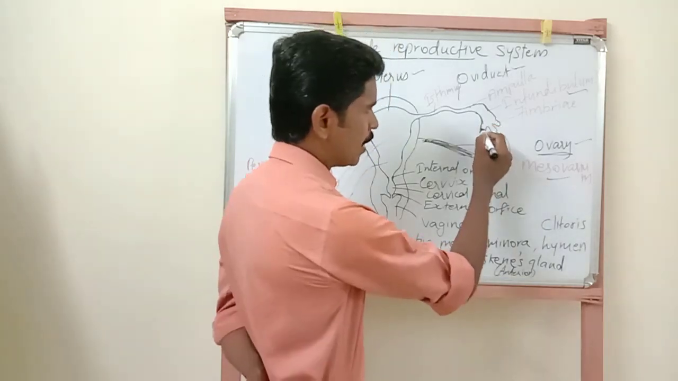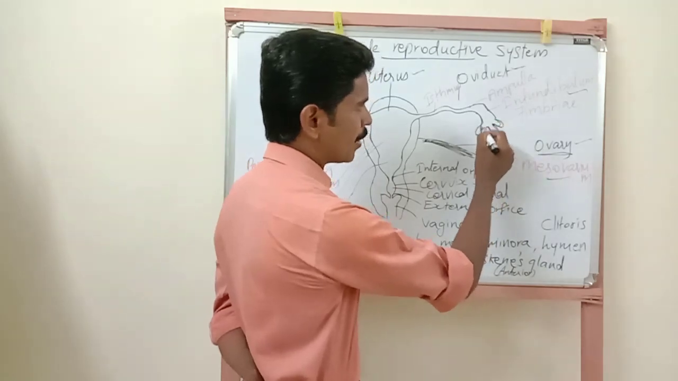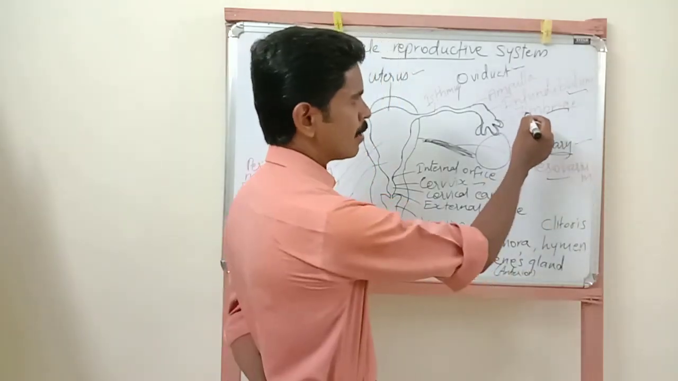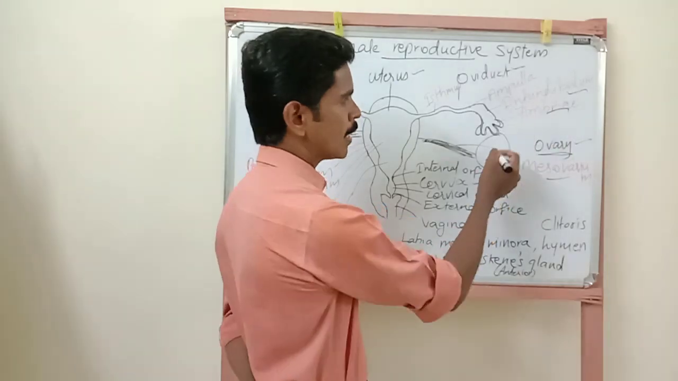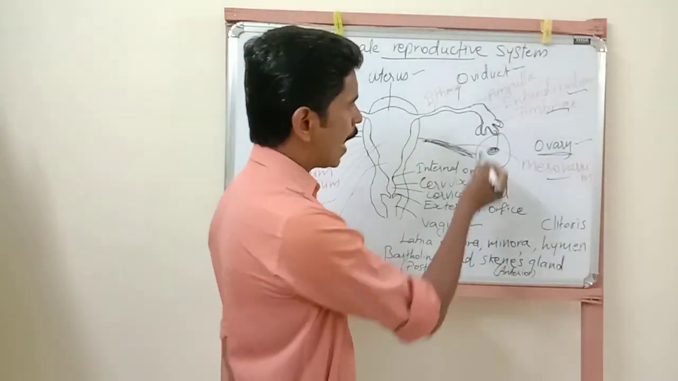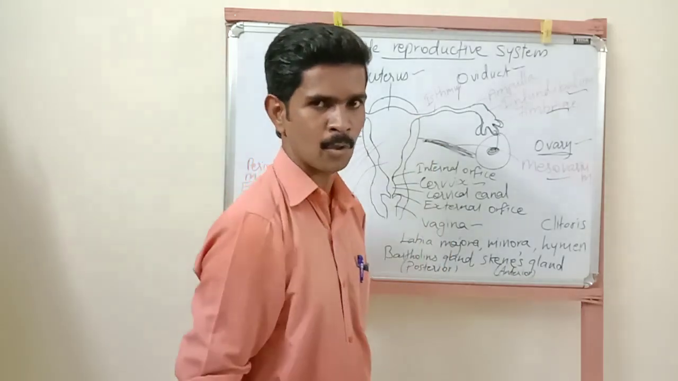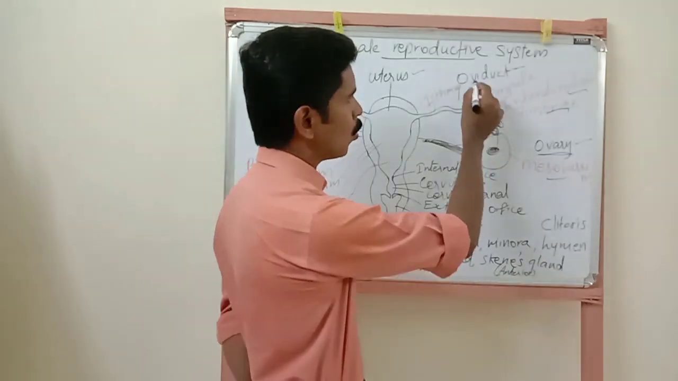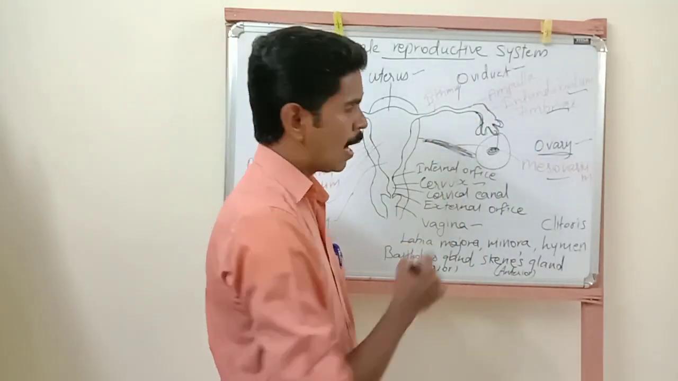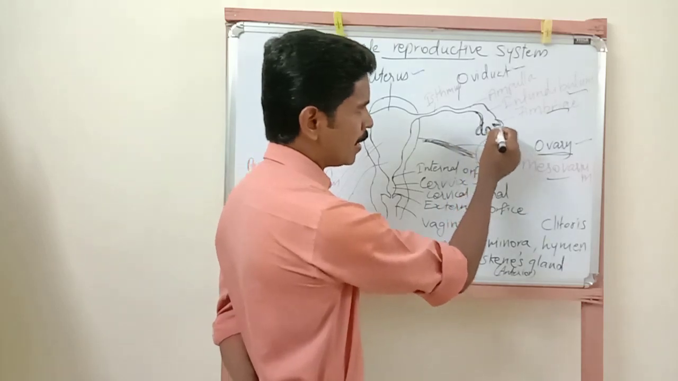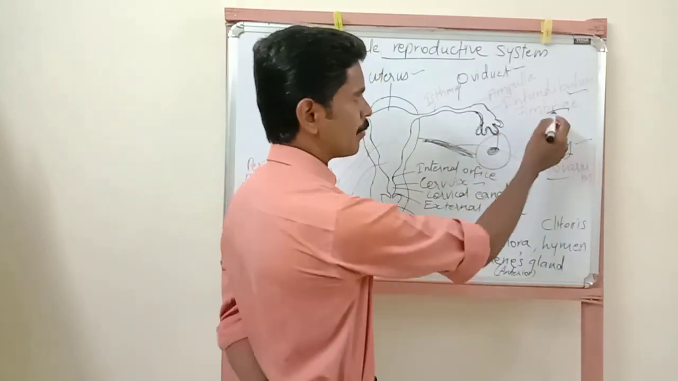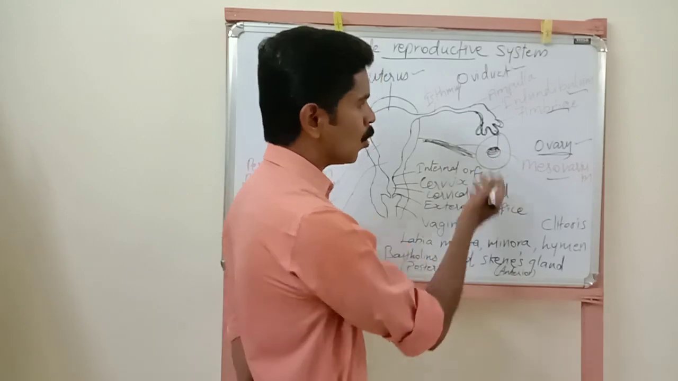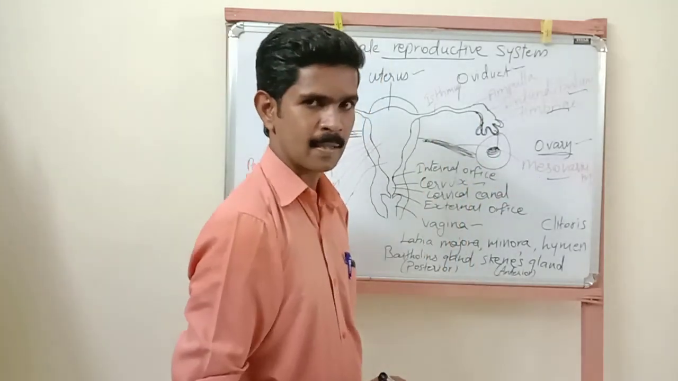Then the edge of the infundibulum consists of many small finger-like projections. These projections are called fimbriae. The main function of the fimbriae is collecting the egg from the ovary and sending the egg to the fallopian tube. Listen very carefully: the funnel-shaped region of the oviduct is called infundibulum, and its end has many small finger-like projections called fimbriae, whose main function is collecting the egg from the ovary and sending it to the oviduct.